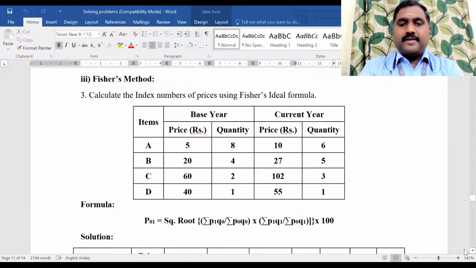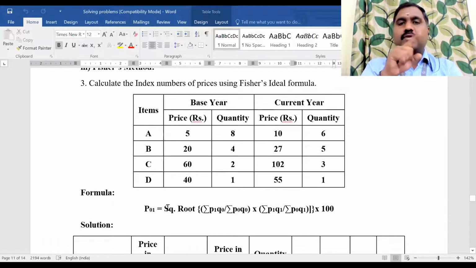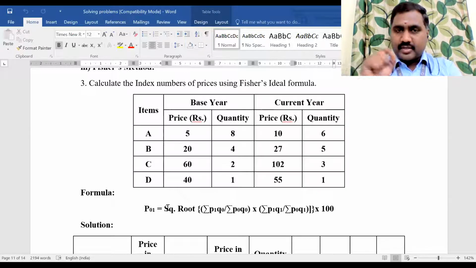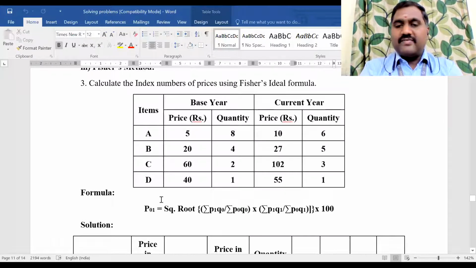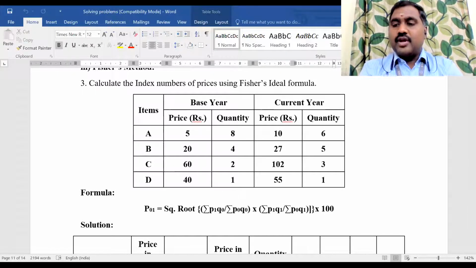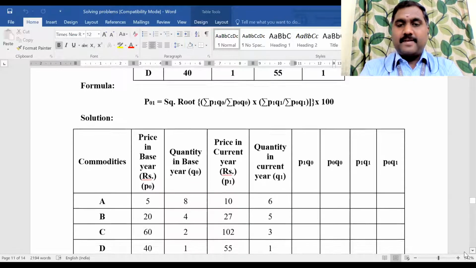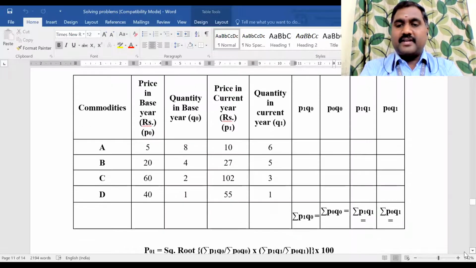Okay. Now, see, this is the formula of the Fisher method: square root of summation P1 Q0 divided by summation P0 Q0, into summation P1 Q1 divided by summation P0 Q1, into 100. So what we need are P1 Q0, P0 Q0, P1 Q1, and P0 Q1. We need the value of this combination. Then only will we be able to find the Fisher index number. So I just wrote it here. See, I already created a table and wrote it here.